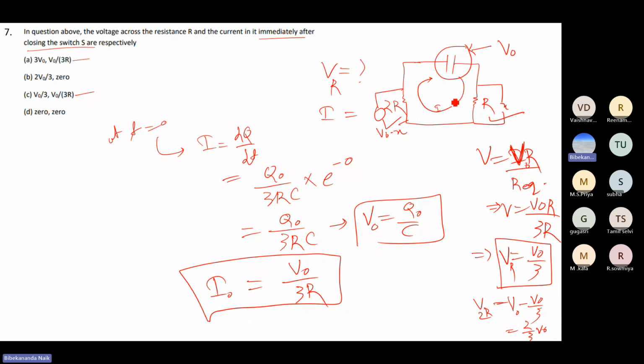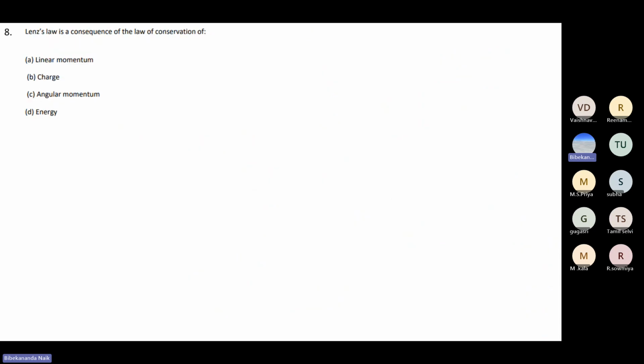So total 3 parts, so one part is V0 by 3, and two parts, that is 2 V0 by 3, will drop across the other resistance. So the option is option C, V0 by 3, and the current is V0 by 3R. So this is the correct answer to this question.